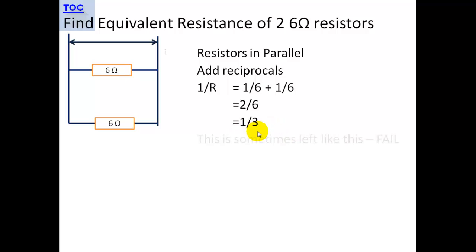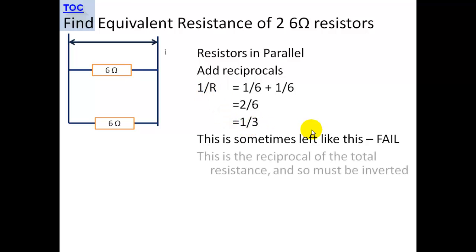So we say that the resistance is 1 over 3. Wrong! This is sometimes just left like this, and this is wrong. This is a fail. This is not the resistance, this is the reciprocal of the resistance. So this is 1 over R, so we need to flip this, and flip that. It must be inverted, or flipped. So 1 over R is equal to 1 over 3, therefore R is equal to 3 ohms.